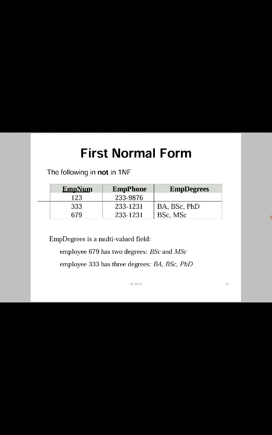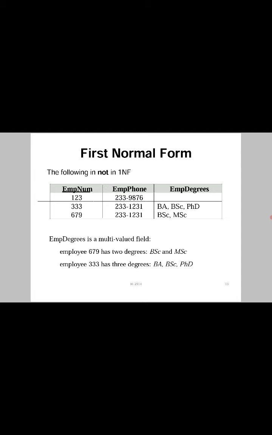Employee degree is a multi-valued field, so it is not a single value. Employee number is a single-valued field, meaning only one value is accommodated. Employee phone number is also a single-valued field, because in that field also only one value is there.